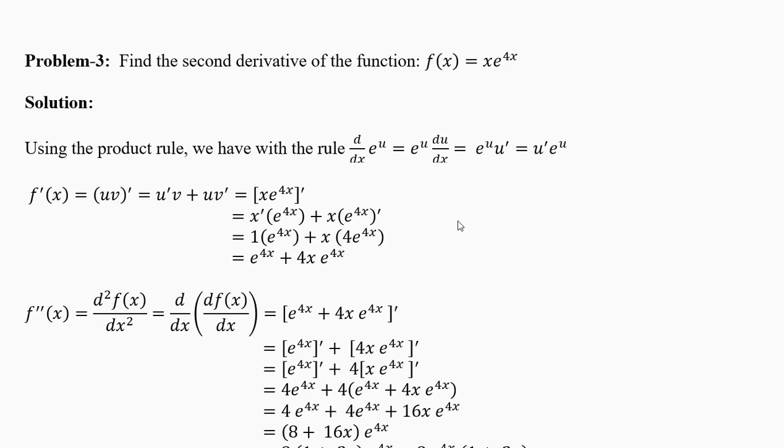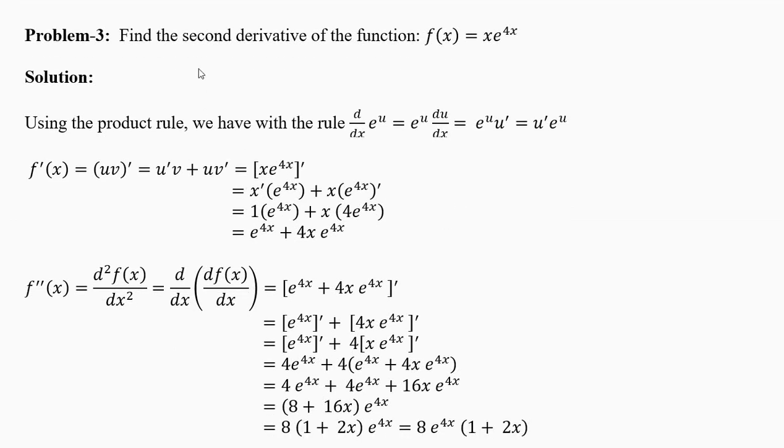Now next question, problem number 3. Find the derivative of the function f of x equal to x into e power 4x. This e power 4x is the exponential function. We have seen it before. Now the derivative of the exponential function e power u is e power u du by dx, e power u prime. You can write it on the right or on the left. We have discussed this left and right business again and again.